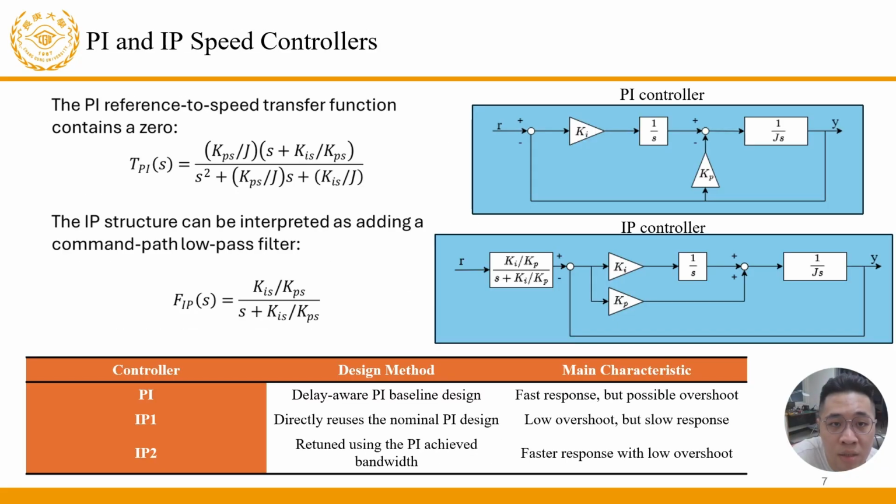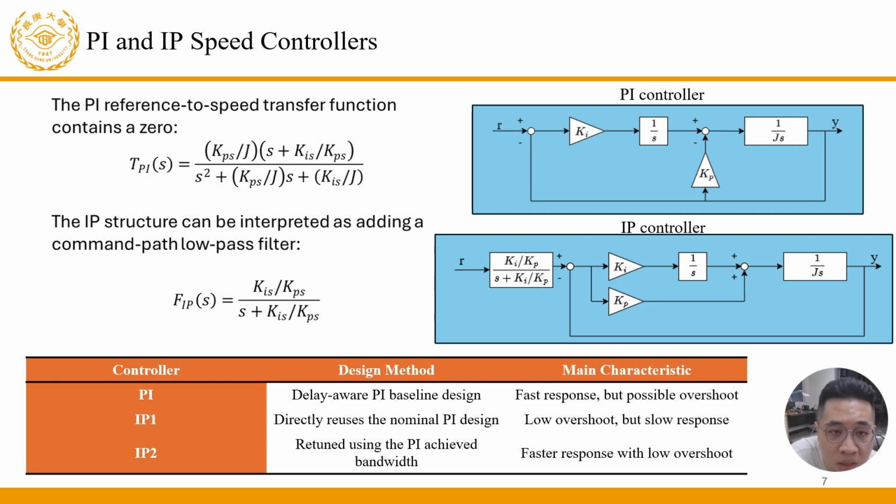In this study, we compare three cases. The first one is the PI controller. It gives a fast response, but it may have overshoot. The second one is IP1. It uses the same parameters as the PI controller. It can reduce overshoot, but the response becomes slower.